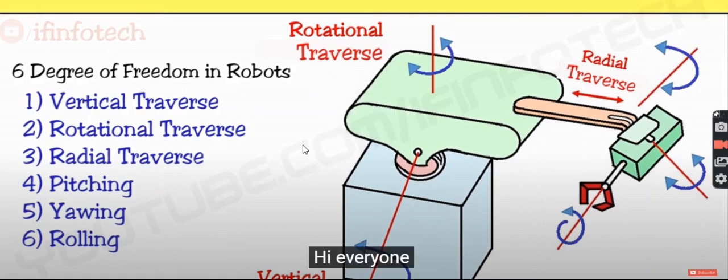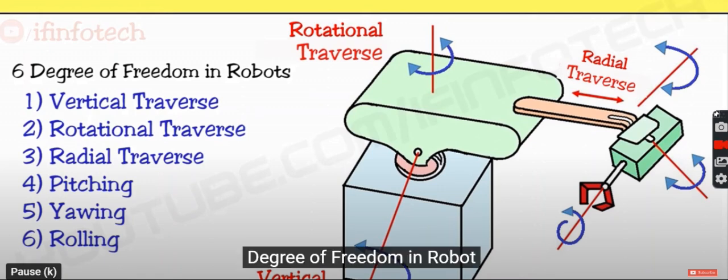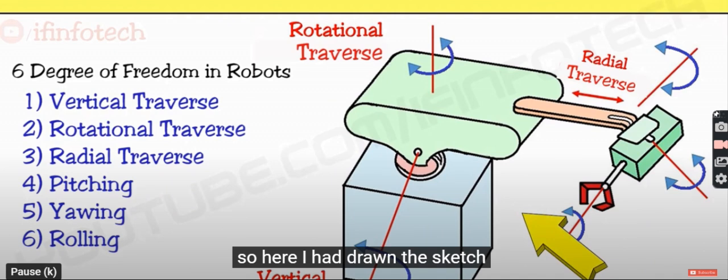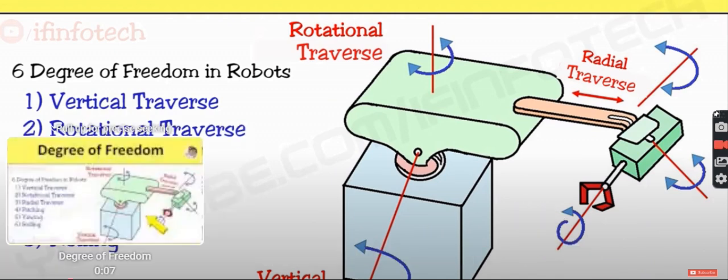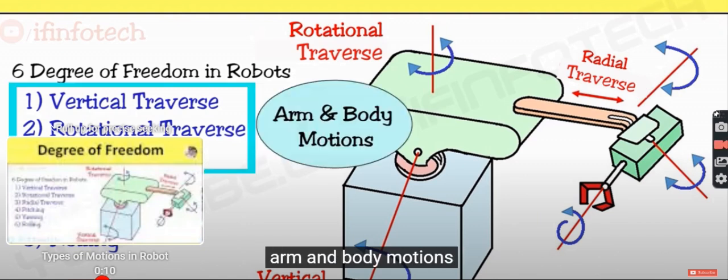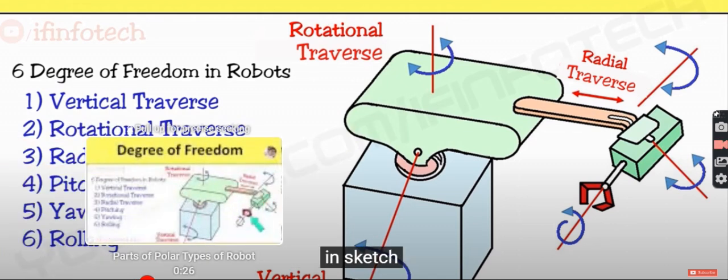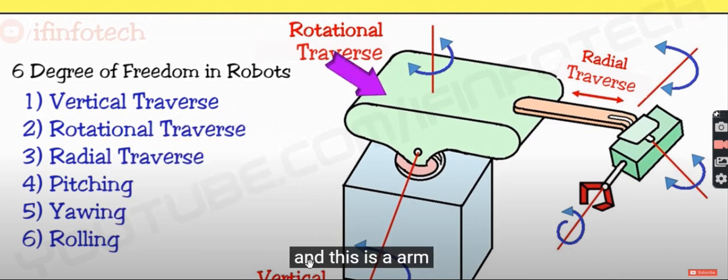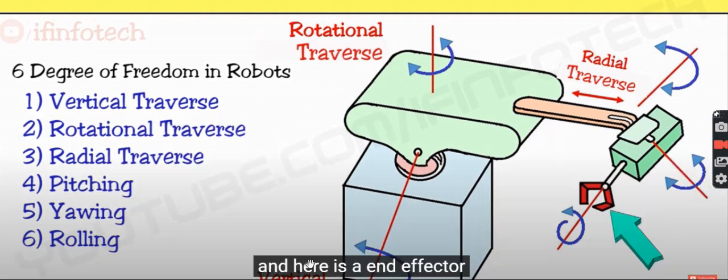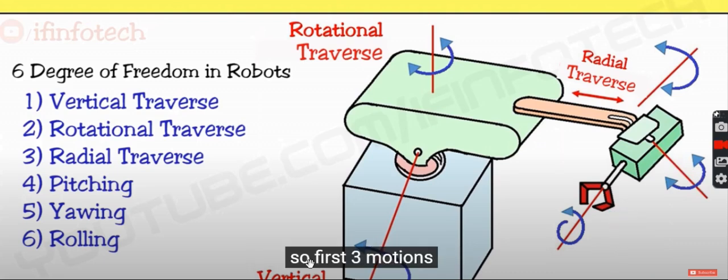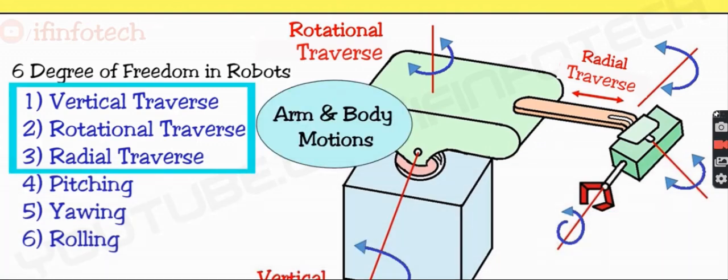Hi everyone. In this video, we discuss degrees of freedom in robots. So here I have drawn the sketch of a polar type of robot. It has 6 degrees of freedom, and out of 6, 3 motions are arm and body motions, and the remaining 3 are wrist motions. Here, as you can see in the sketch, here is a body, and this is the arm. Here is a wrist, and here is an end effector at the end.